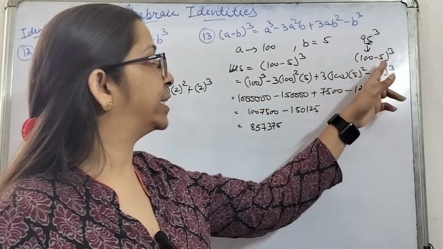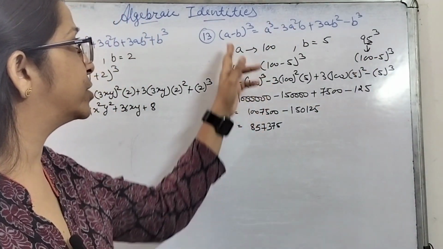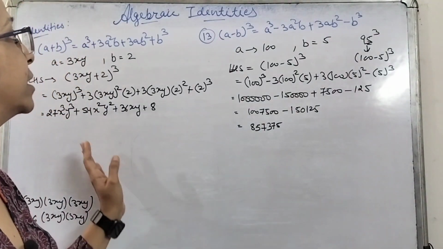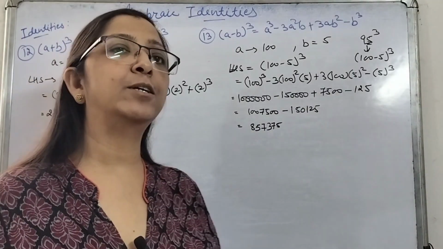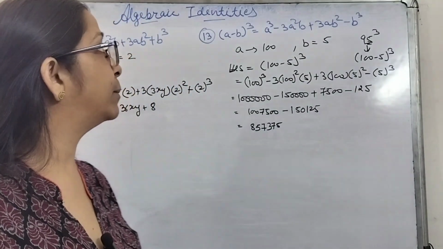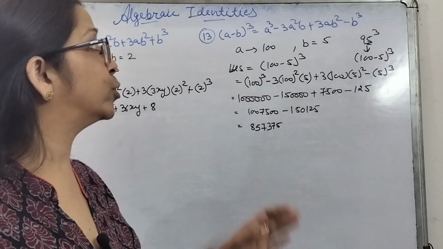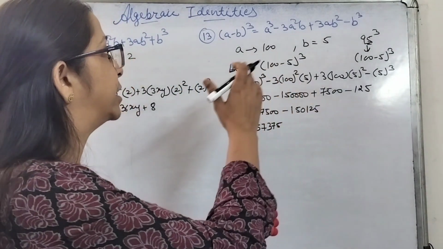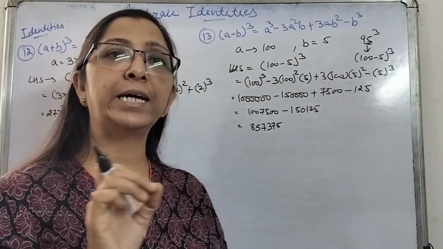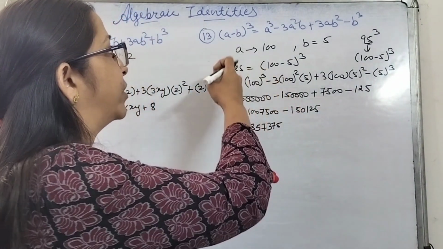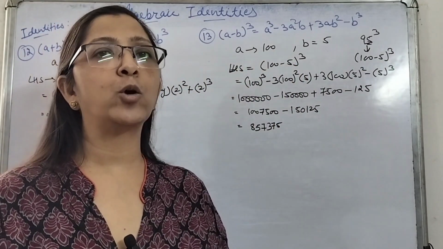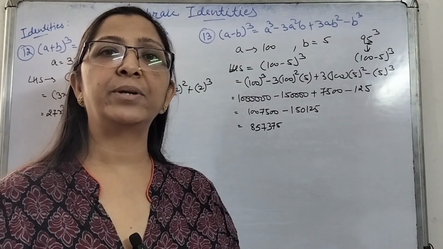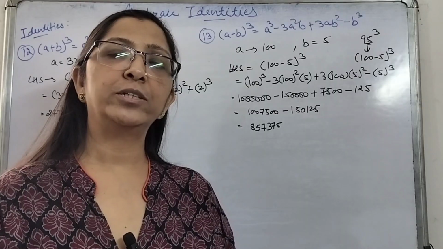Instead of multiplying 95 3 times, we could have used the identity and found the answer. So this is how, using various identities, it becomes very easy to multiply expressions. In whatsoever form the expression is given to us, we have to check which identity we can apply. Then we have to write the identity and replace the variables according to the given question. So this is all about your algebraic identities, and this is all from this chapter.